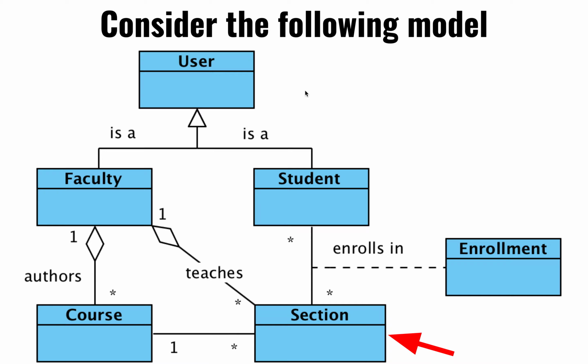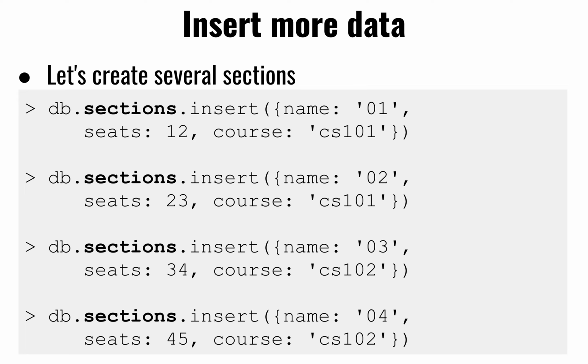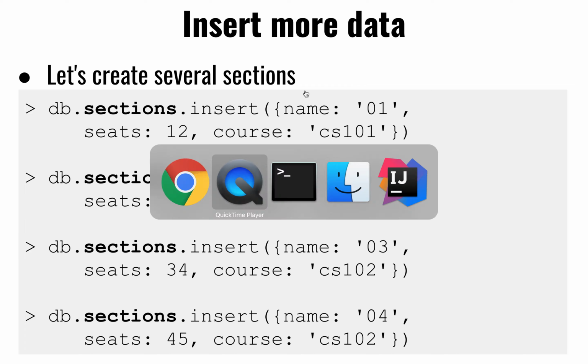All right, so let's take a look at modeling some of these classes and relationships in this class diagram. So first, let's model the section down there. Let's create a couple of sections. We'll create 4 different sections.